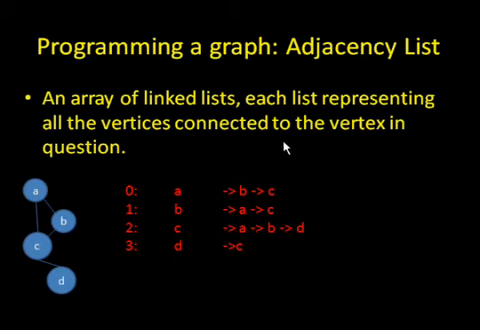This means you would have an array of linked lists, each list representing a vertex in the graph, and the elements in the list would be all the other vertices connected to that particular vertex. As you can see from this example here, the first vertex I have is A, which is connected to B and C, which I have in the list. The next vertex is B, which is connected to A and C in the list. And you get the idea.